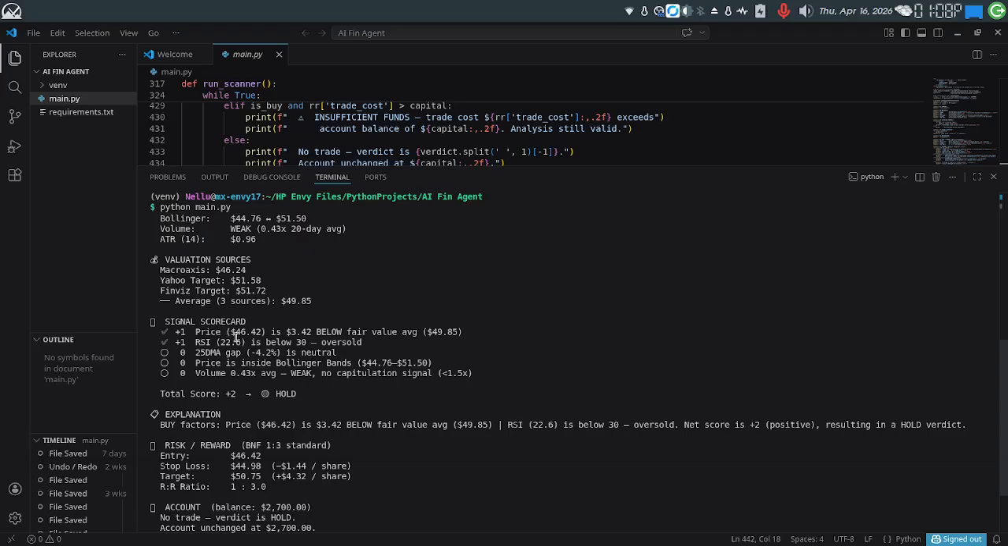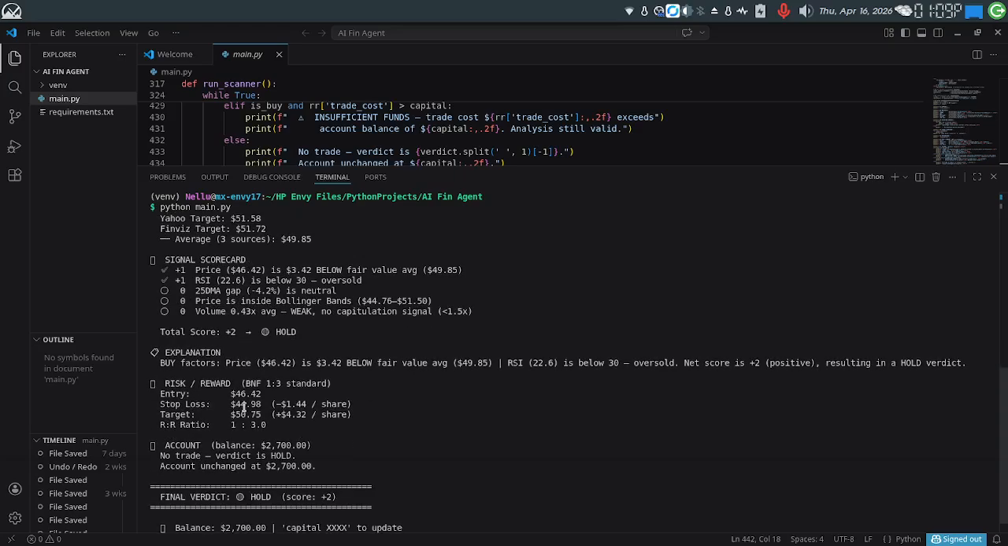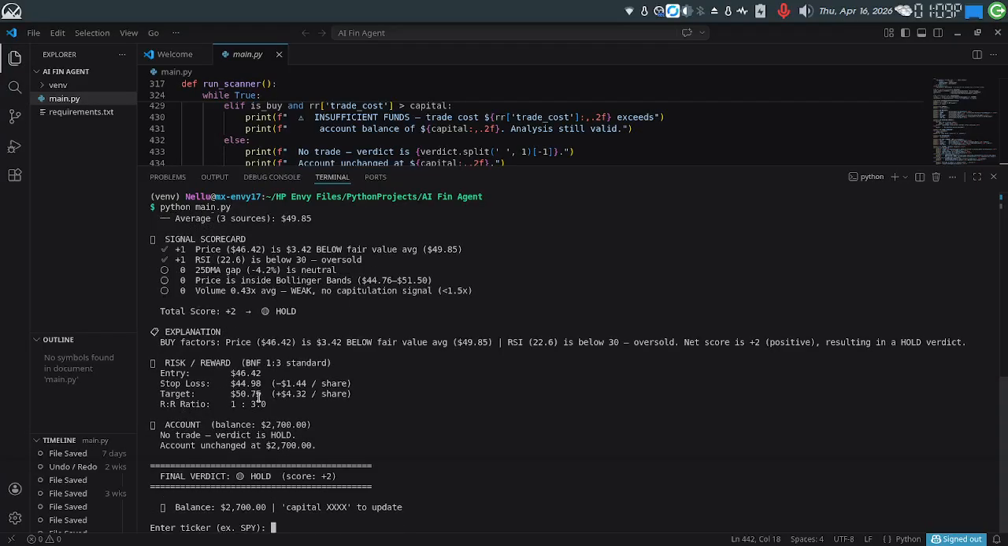The reason you got two was the price is below the fair value, and the RSI is oversold, and it didn't meet the rest of these criteria, so I gave it two, which is a hold. Two is a hold, three is a buy, four is a buy, and five is a buy. One is also a hold, I think. I think zero might be a hold too, but I'm not sure. There are negative numbers too. Anything negative is a sell or a no trade.